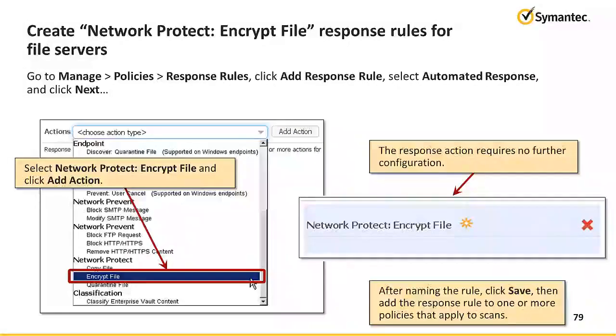This figure shows how to configure the encrypt response action for data discovered on file servers. First, select Network Protect Encrypt File, and then click Add Action. The response action will require no further configuration, and after you name the rule, click Save and apply the response rule to one or more policies that apply to scans.